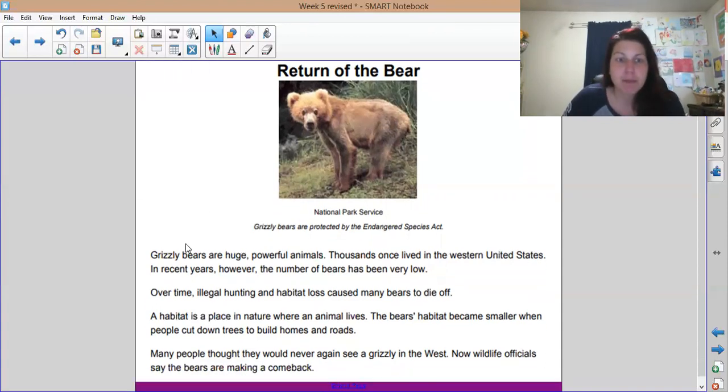All right. Grizzly bears are huge, powerful animals. Thousands once lived in the western United States. In recent years, however, the number of bears has been very low. Over time, illegal hunting and habitat loss caused many bears to die off. I see that word cause, and I know we've done a lot of cause and effect.